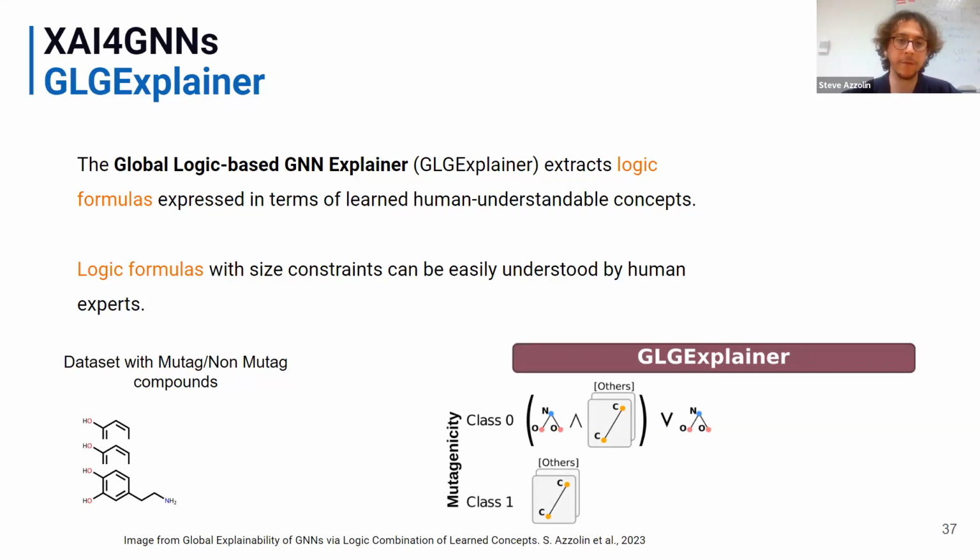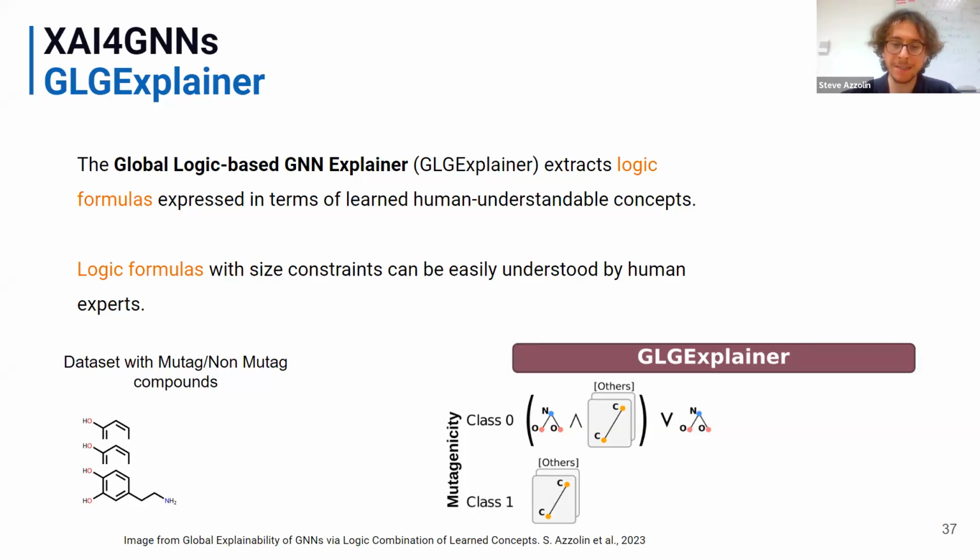Let's take, for example, this use case. We have a dataset made of mutagenic or non-mutagenic compounds, and you train your favorite graph neural network architecture for discriminating the two, and you get a decent accuracy at least. Then, via GLG explainer, you can extract a bunch of logic formulas summarizing the behavior of the model as a whole, so not in terms of single explanations, but as a whole, as the name suggests.